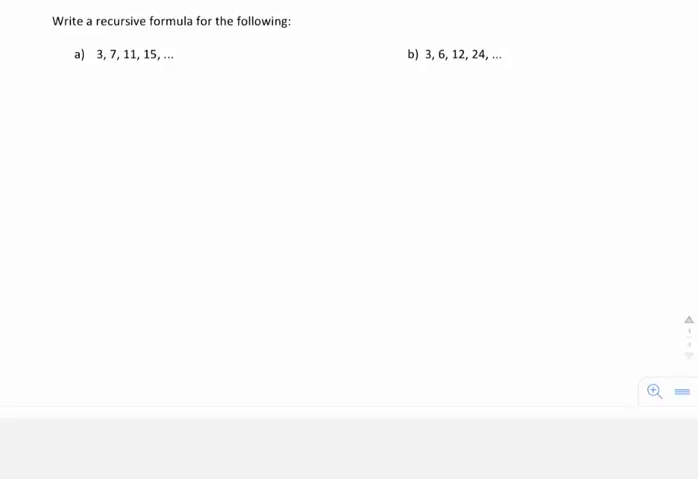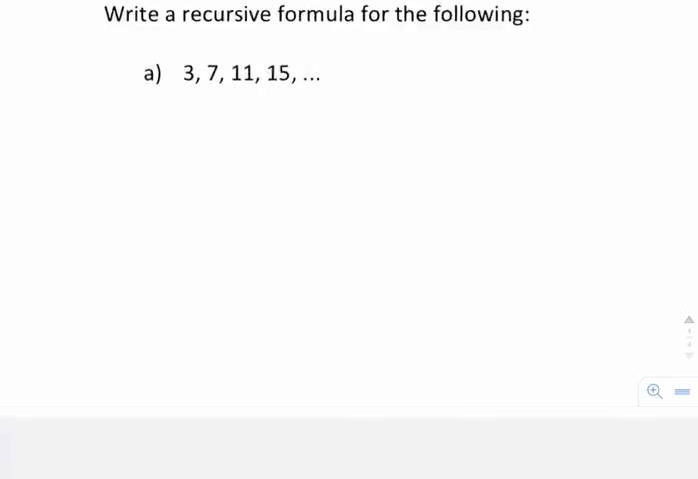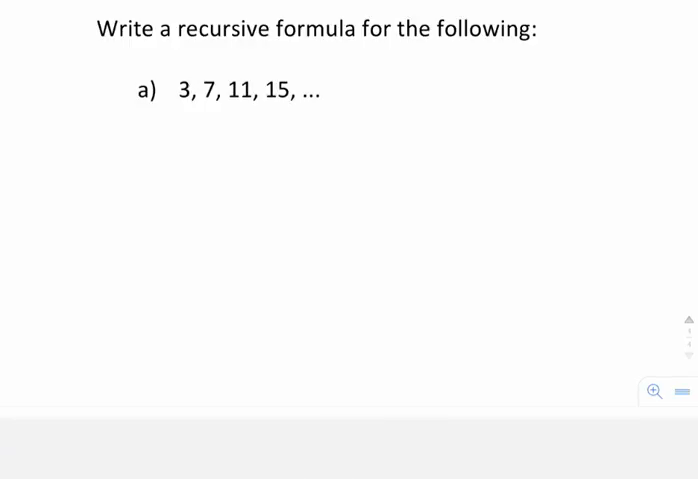Now in this question here, we're given a sequence and we're asked to determine a recursive formula for each of these sequences here. Now there's no hard and fast way to determine a recursive formula for a sequence. I mean, there may not even be one.